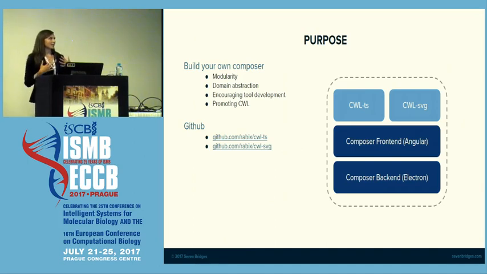So the two libraries are CWL-ts, which stands for TypeScript, and CWL-svg, Scalable Vector Graphics. The TypeScript library is a data model, and the SVG library is visualization. So this is the backbone of the tool and workflow editor that Ivan just described. I will go into a little bit more detail how they actually work and how you can use them for your own projects.